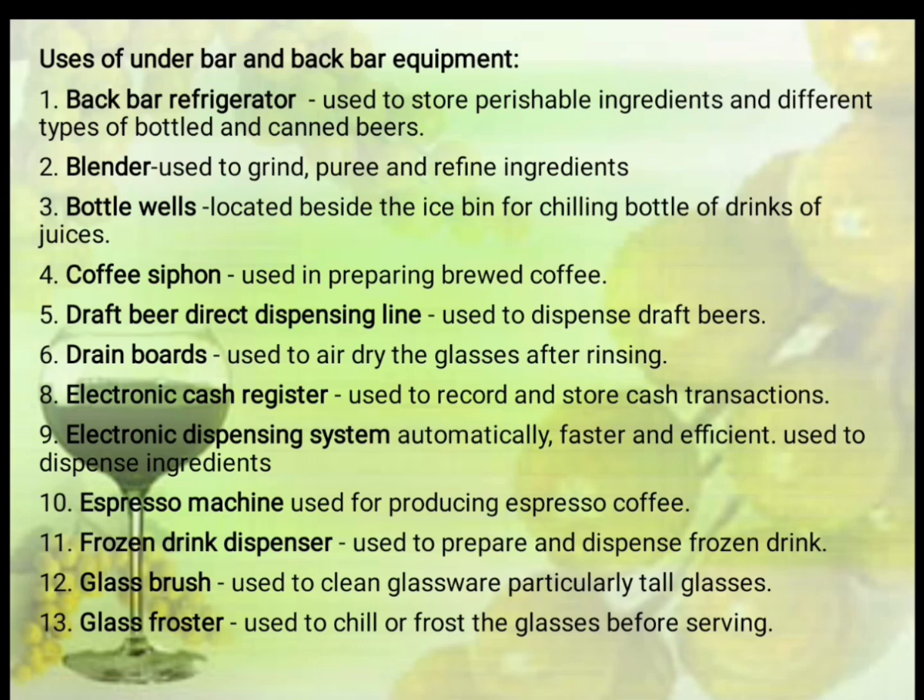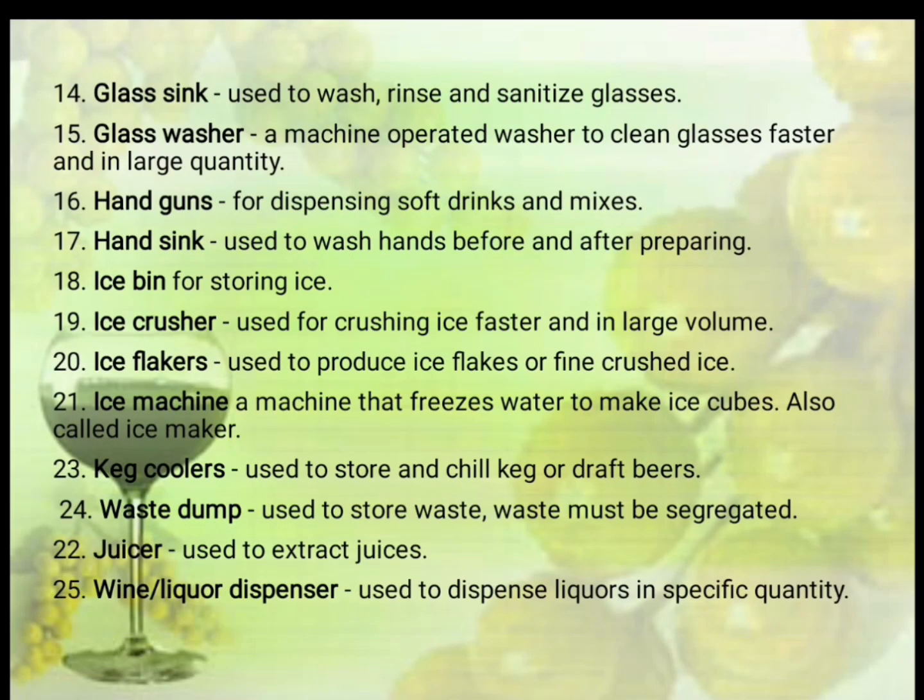Twelve, glass brush, used to clean glassware, particularly tall glasses. Thirteen, glass froster, used to chill or freeze the glasses before serving. Fourteen, glass sink, used to rinse and sanitize glasses. Fifteen, glass washer, a machine operated washer to clean glasses faster and in large quantity. Sixteen, handgun for dispensing soft drinks and mixes. Seventeen, hand sink, used to wash hands before and after preparing.